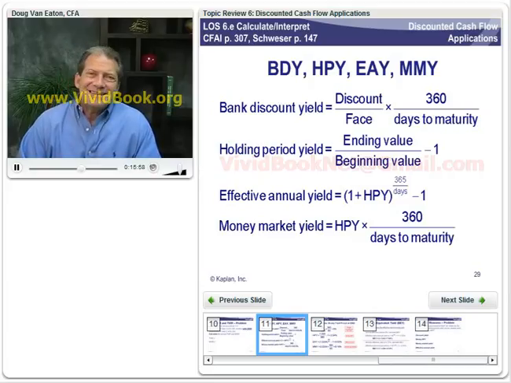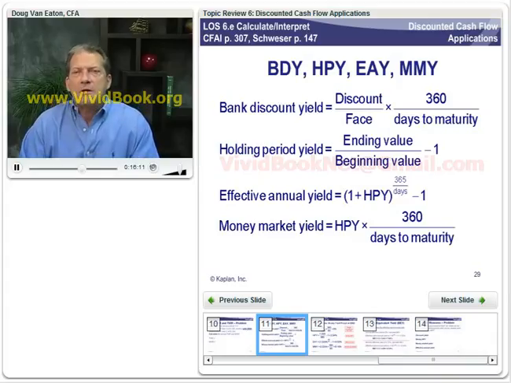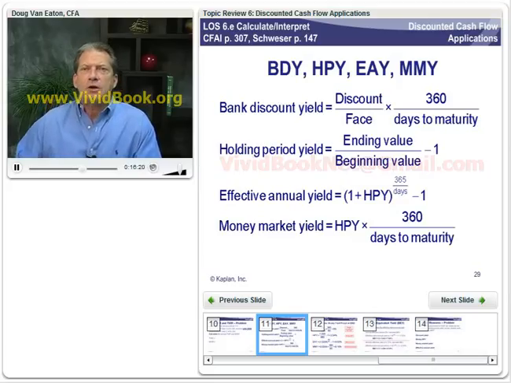So the bank discount yield is not really a yield, it's an annualized discount. And we're going to annualize this discount by multiplying by 360 over the number of days to maturity on our treasury bill or other money market discount instrument. Our holding period yield, we already know, ending value over beginning value minus 1.